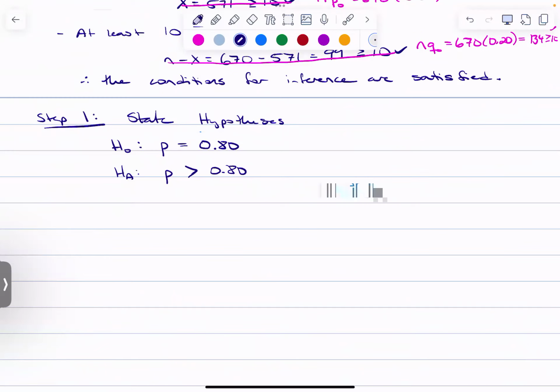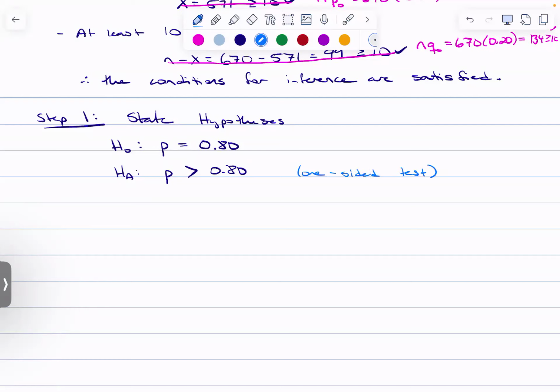I tend to make a note here that this means I have a one-sided test. So later I'll need a one-sided p-value, because I'm only concerned with one extreme. But it's optional, so I'll just do it in a lighter blue.